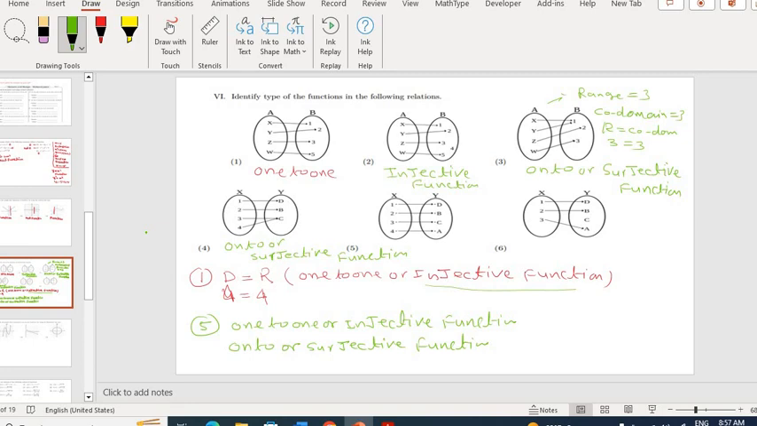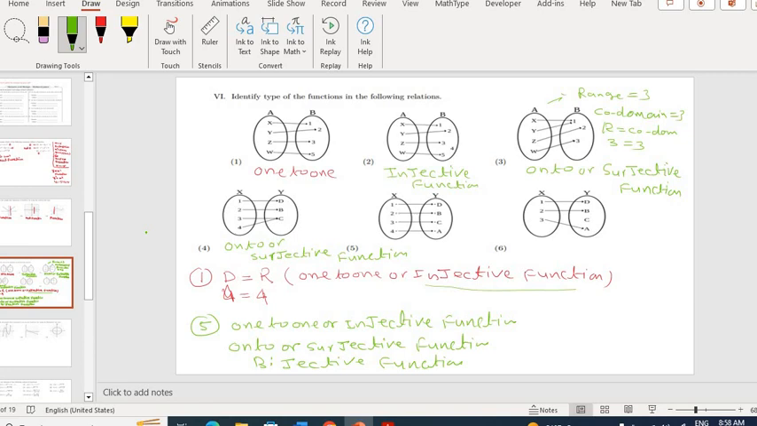And because this is 1 to 1 or injective, and surjective also, we can say that it is a bijective function. So question number 5 is a bijective function. Bijective function means any function which is 1 to 1 and onto is also called a bijective function. Because, see that one, domain is 4, range is 4, so it is 1 to 1 or injective. Range is 4, codomain is also 4, so it is surjective or onto. So if it is 1 to 1 or injective and onto or surjective, then automatically it is a bijective function. Question number 5.